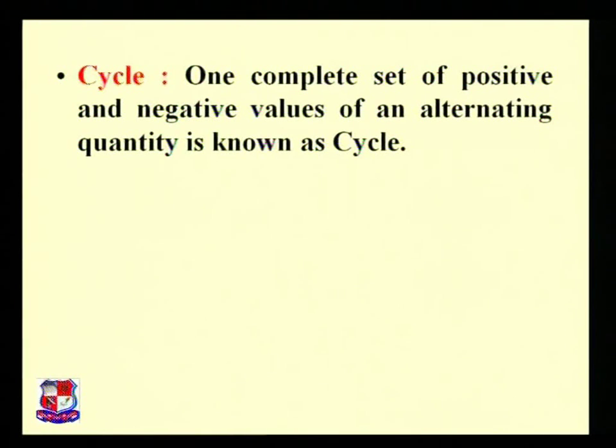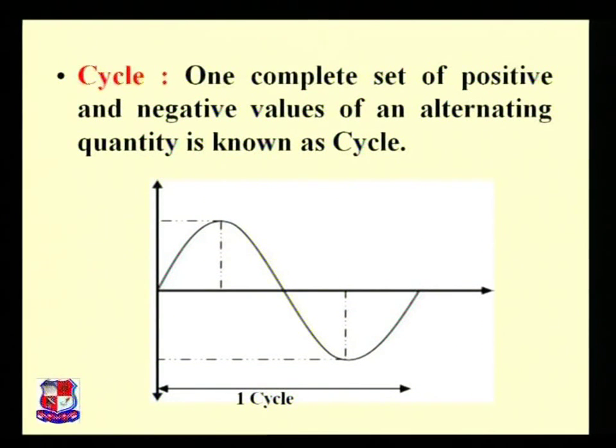See, cycle: one complete set of positive and negative values of an alternating quantity is known as a cycle. As shown in the figure, one complete set of positive value and negative value is known as a cycle. Now again, cycle is defined by another term. This dotted line is called the maximum value on the positive side, and the dotted line on the negative side gives the maximum value.